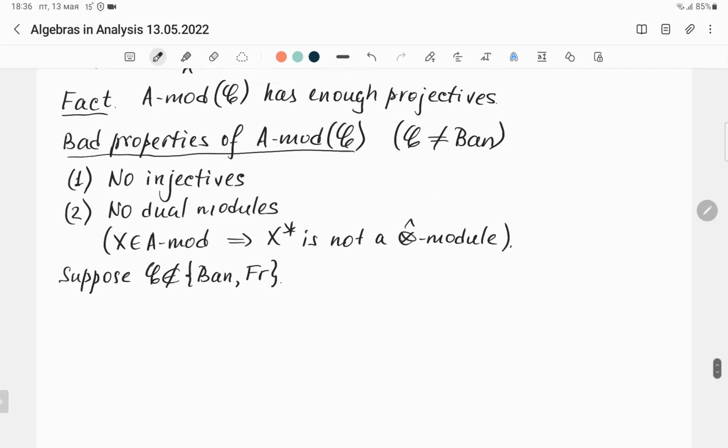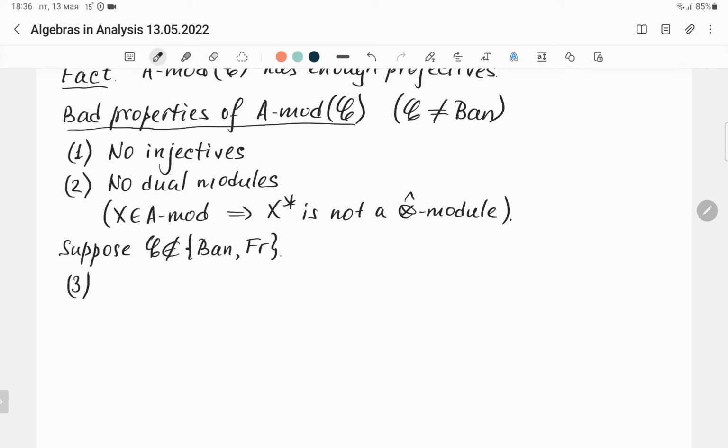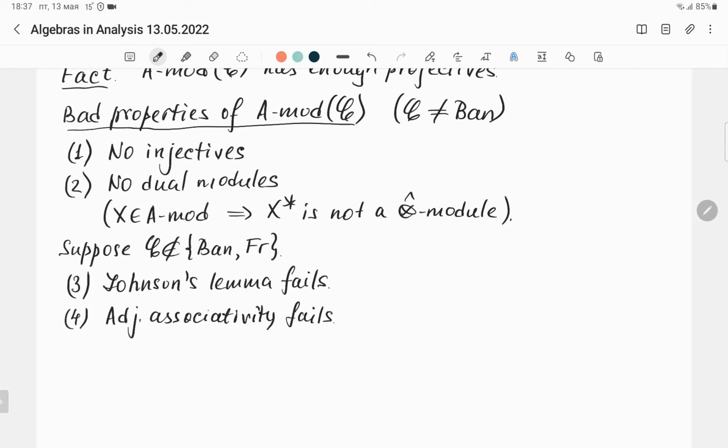In this case, we have some more bad properties. It turns out that Johnson's lemma fails in general. Also, in general, the joint associativity fails. So at this point, let's recall that all these results, the joint associativity, Johnson's lemma, and the duality between flat and injective modules, play an essential role in the proof of Helemskii-Schoenberg's theorem, which relates amenability to flatness. And this shows that we face serious problems if we wish to extend Helemskii-Schoenberg's result to the non-normable case.